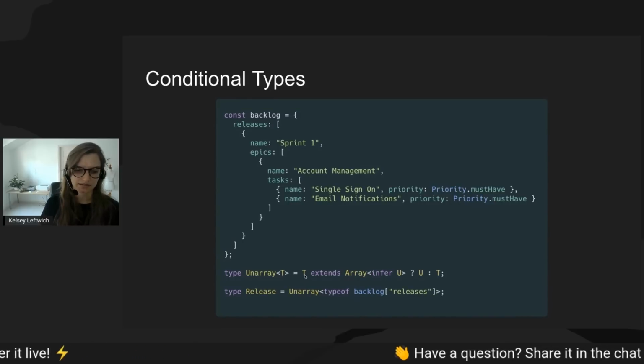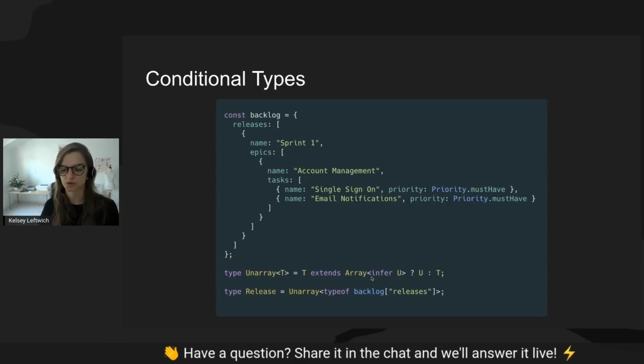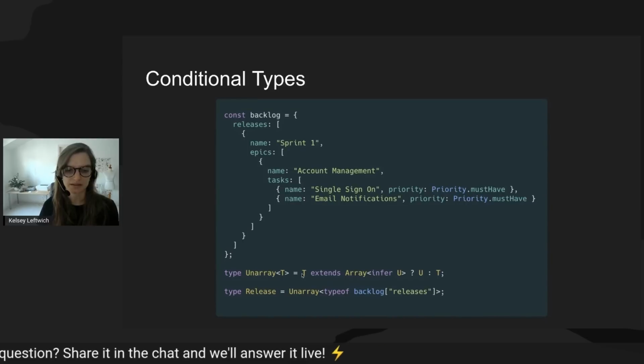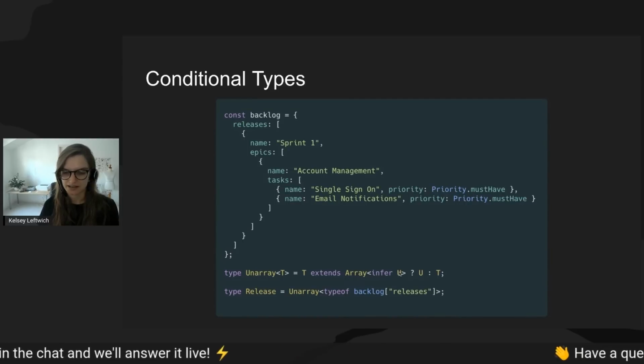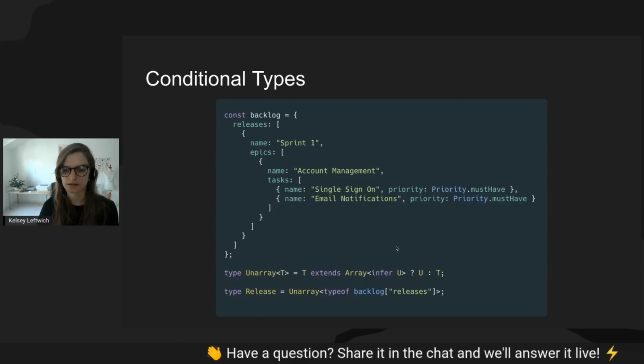And we're saying, does T extend array? And then we're using infer to infer what kind of array it is. And if that evaluates to true, then I have a reference to U, and I can just return U. So then our type here, release, is a single release.